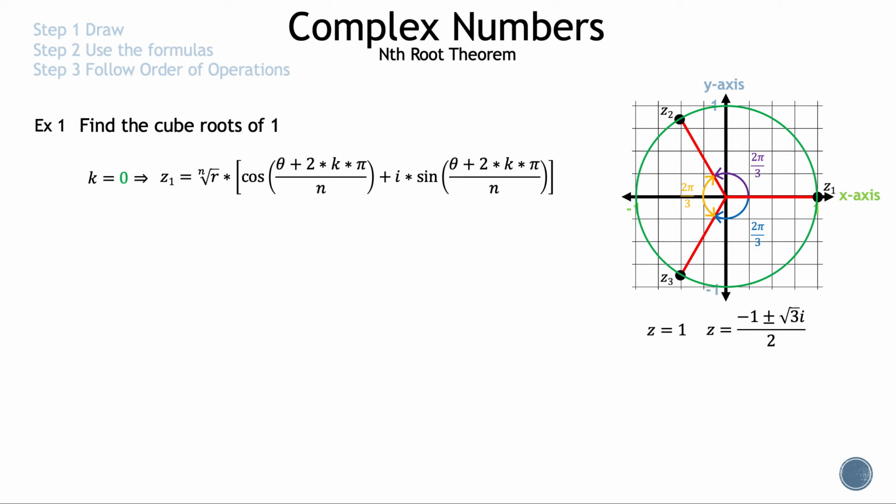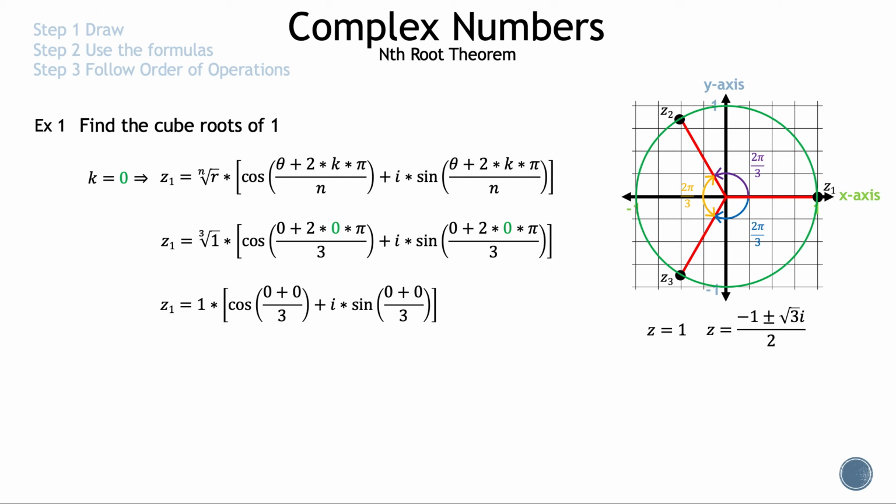Let's find the first cube root by substituting 0 for k and 1 for r. And the cube root of 1 is 1, and 2 times 0 times pi is 0, and 0 plus 0 over 3 is 0, and cosine of 0 is 1, and sine of 0 is 0. So we have 1 times the quantity of 1 plus I0, and the result of that is 1. And that is our first complex number.